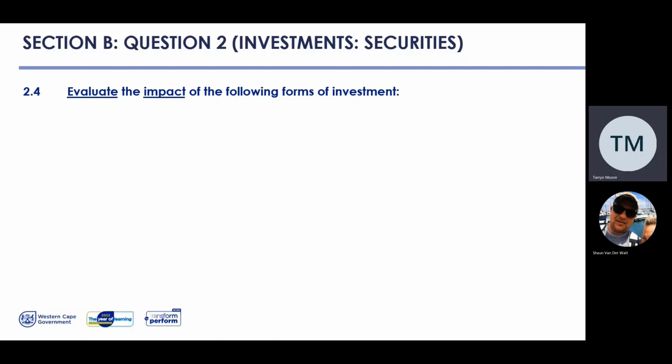Now, when we look at question 2.4, we're looking at evaluate the impact on the following forms of investment. Now, remember, question 2.3 discussed the factors. What must I consider when making a decision? Now I'm going to look at the form of investment. And this particular question is asking you to evaluate the impact.